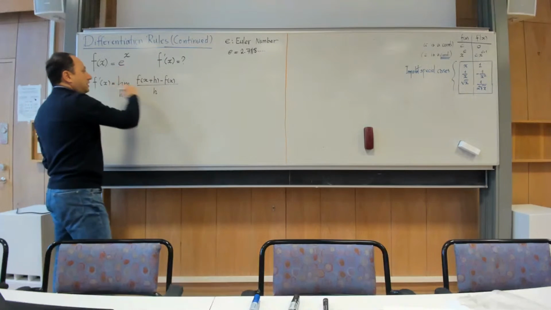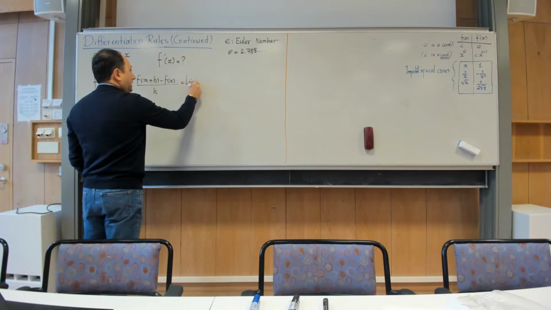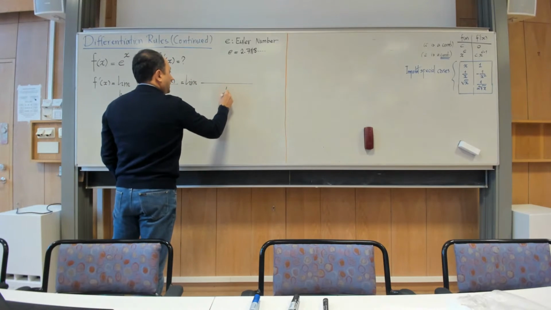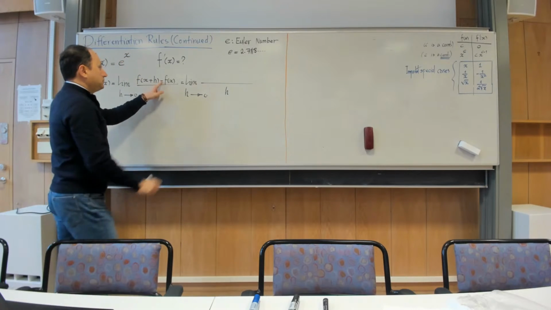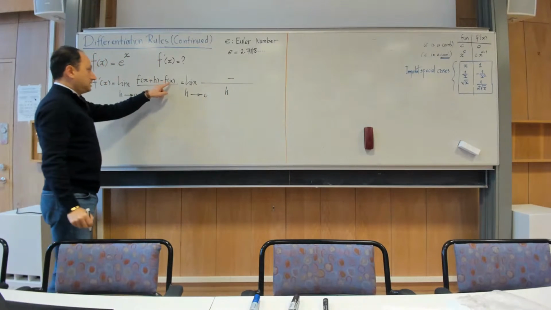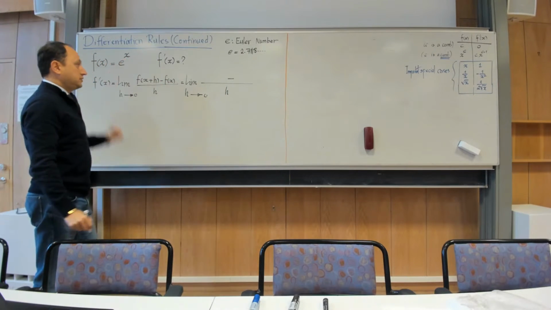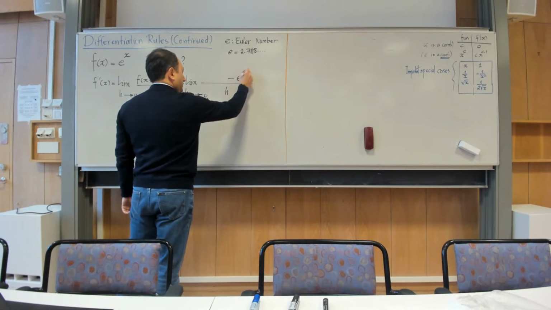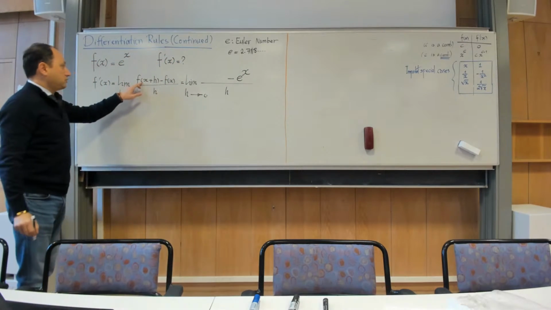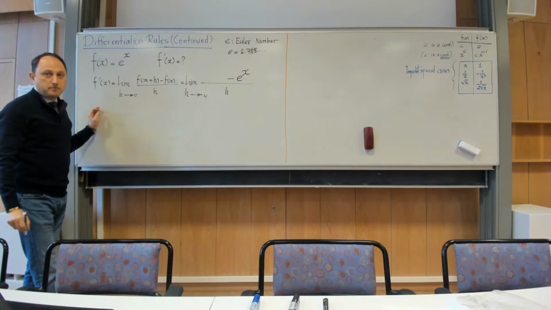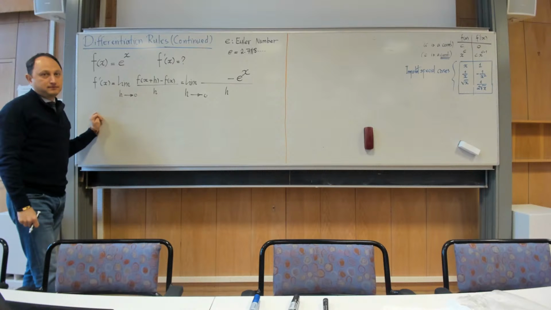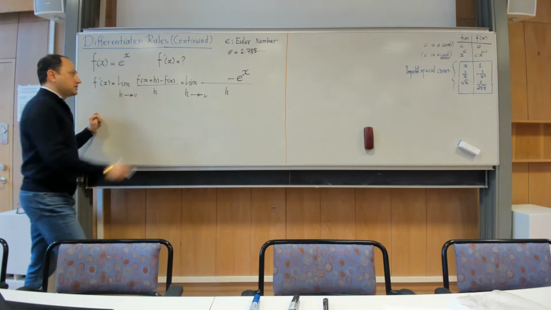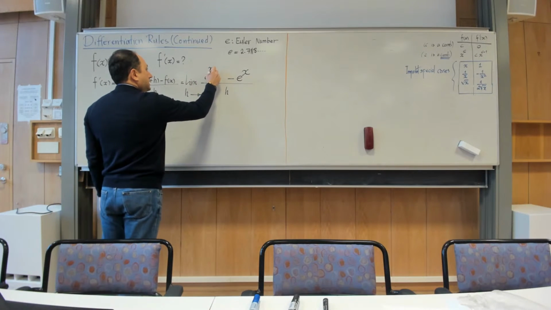Now for this function, let us write it and calculate the limit. Here I have h in the denominator, and h goes to 0. Instead of f of x, I can simply put e to the power x. Now what should I write instead of f of x plus h? E to the power x plus h. Exactly, e to the power x plus h.